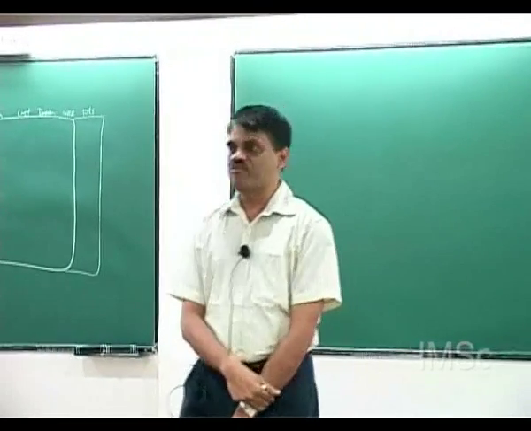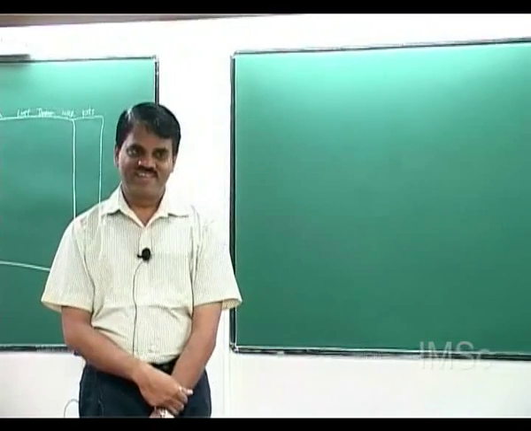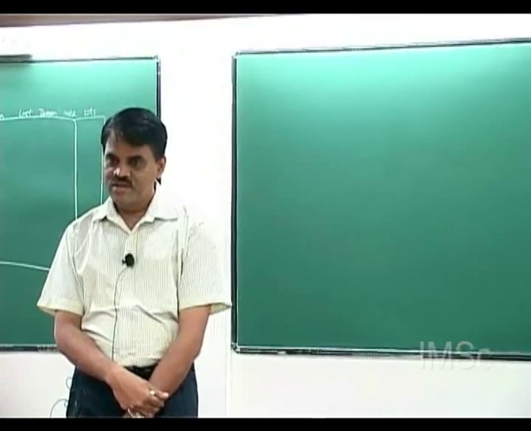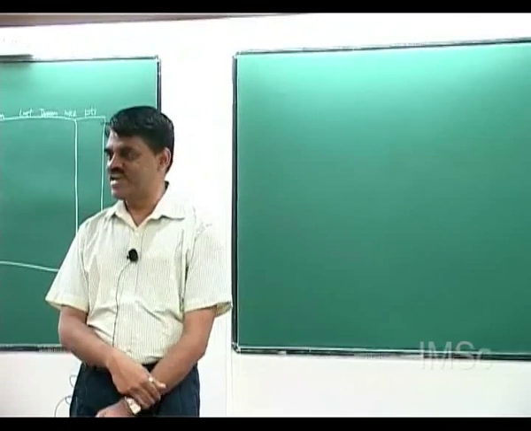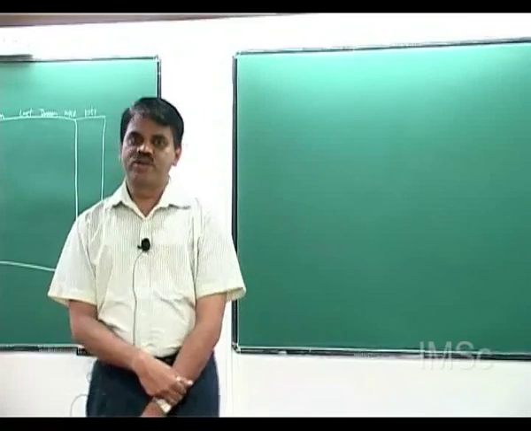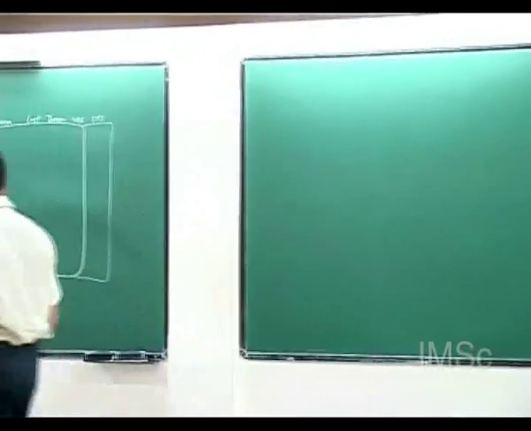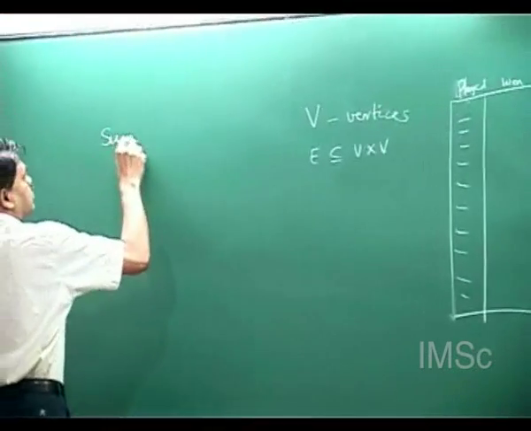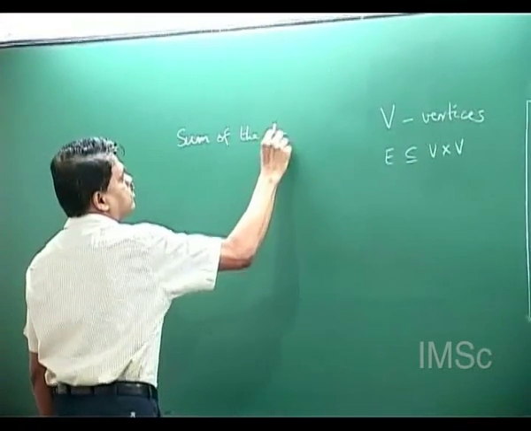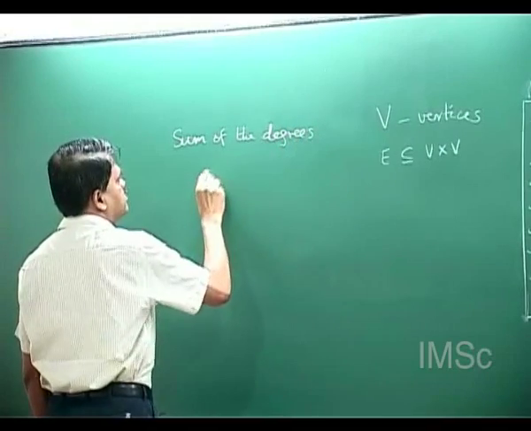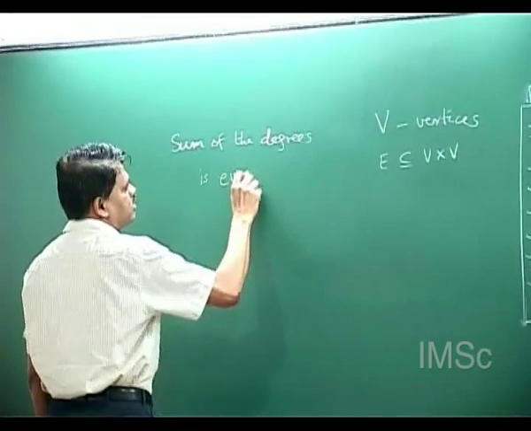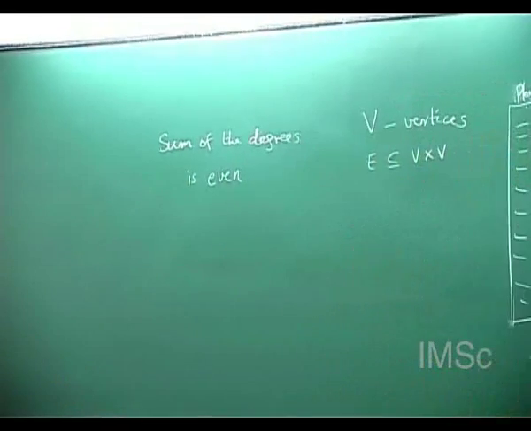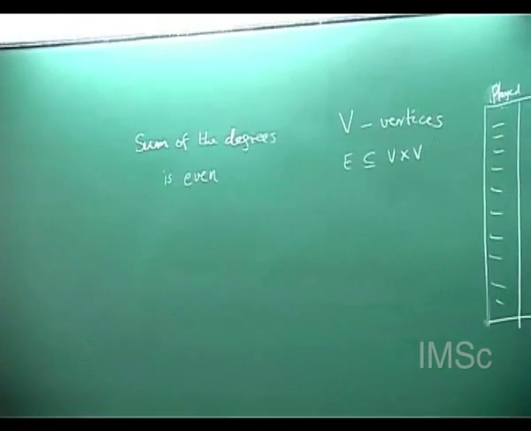What is the first theorem in graph theory you all learned? The sum of the degrees of the vertices is twice the number of edges. In particular, it is even. The sum of the degrees of the vertices is even. So let's make note of that and see whether that gives you anything. It is twice the number of edges. For this purpose, all I care is that it is even. So does that give you a clue to answer this question?